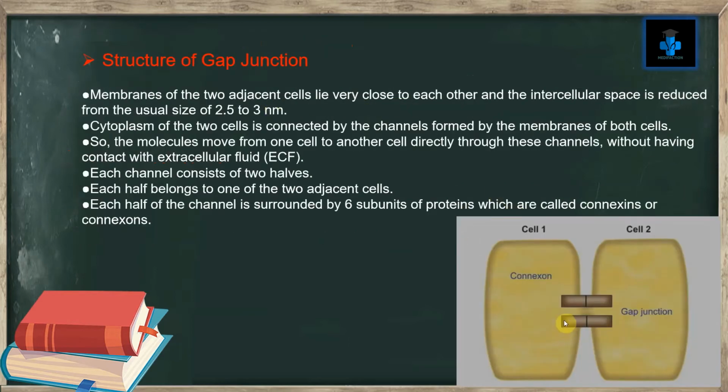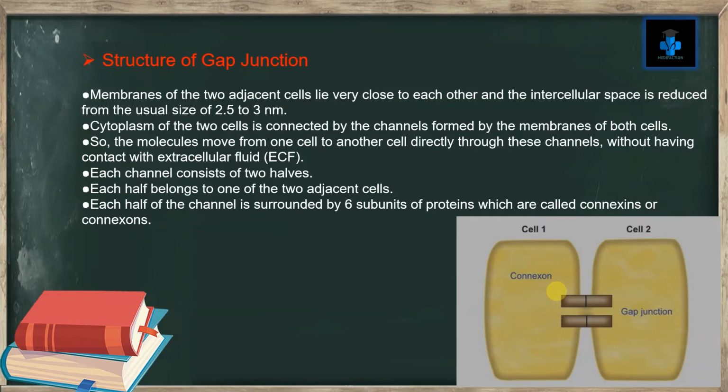Structure of gap junction. Membranes of the two adjacent cells lie very close to each other, and the intercellular space is reduced from the usual size of 2.5 to 3 nanometer. Cytoplasm of the two cells is connected by the channels formed by the membranes of both cells. Here you can observe that cytoplasm is fused. So the molecules move from one cell to the other cell directly through these channels without having contact with extracellular fluid.